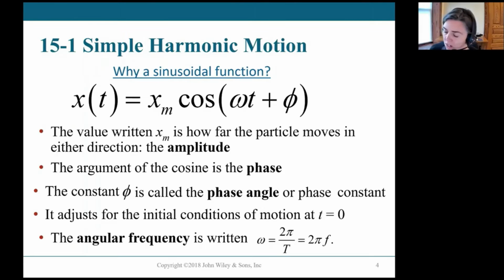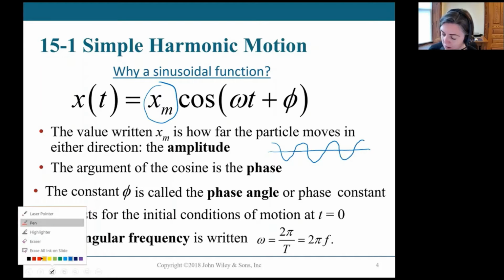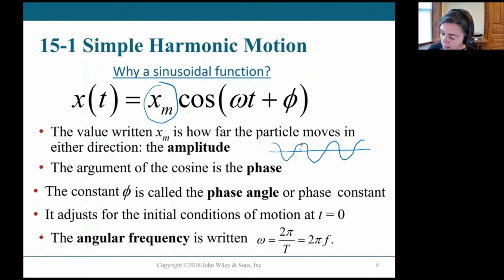this equation. So this first piece, x sub m, this is the amplitude. This is the maximum displacement value from the equilibrium position. So if we draw a little cosine function here, the amplitude xm would be given by this distance here, or you can think of it as this distance here. And this is also often written as just the capital letter A for amplitude.